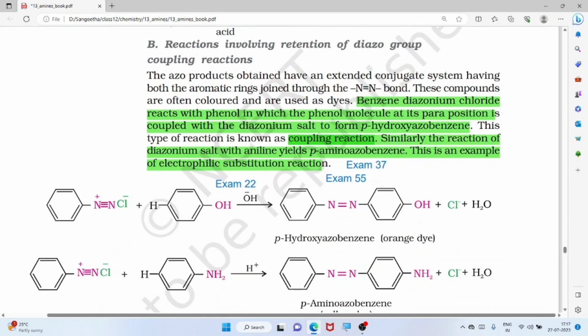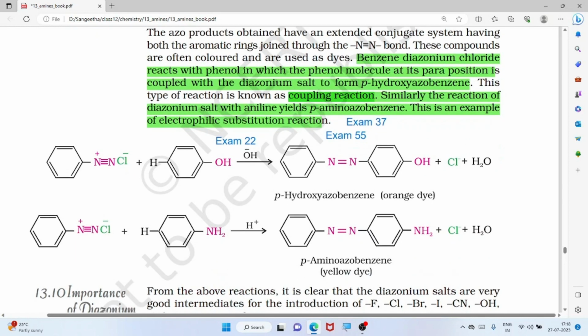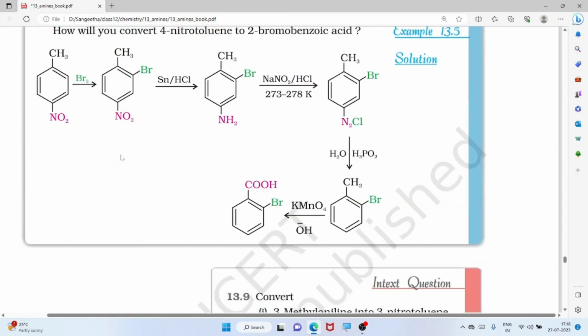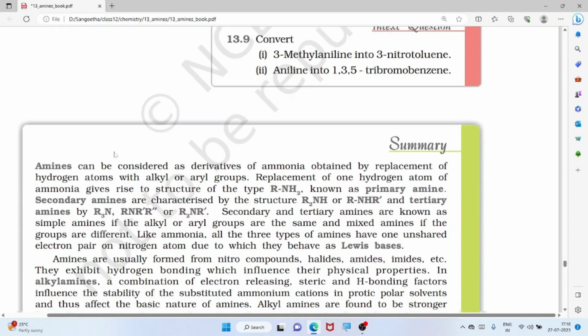Coupling reaction. Benzene diazonium chloride reacts with phenol, in which the phenol molecule at the para position is coupled with the diazonium salt to form p-hydroxyazobenzene. This reaction is a coupling reaction. Similarly, the reaction of the diazonium salt with aniline yields this, the following example.